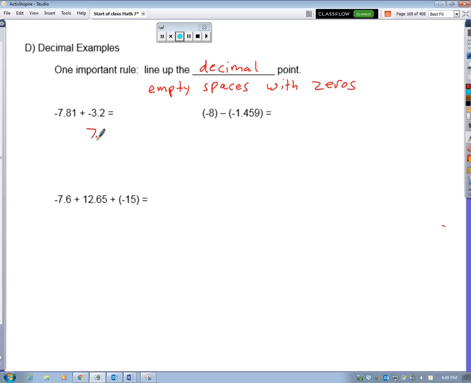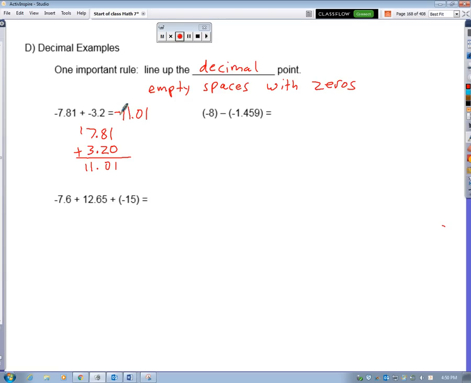I'm going to take 7.81, I'm going to line up my decimal points, 3.2. I have a little empty space here, no problem. Stick a 0 there. Add these together. That's going to give us 1, 10, carry the 1, and we're left with 11.01. Alright, my rule also says that I give the answer the same sign as the numbers. Since they are both negative, it's going to be negative 11.01 for that answer.